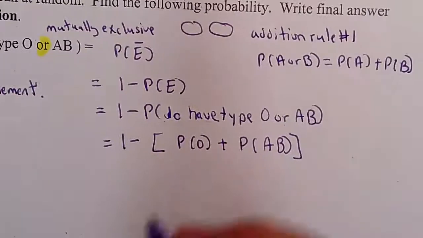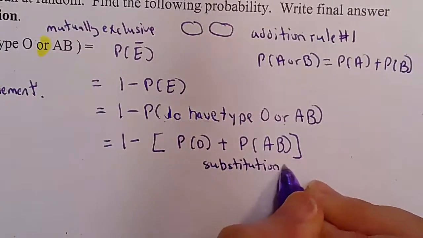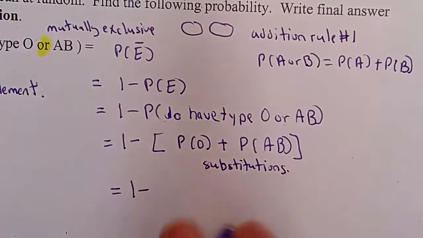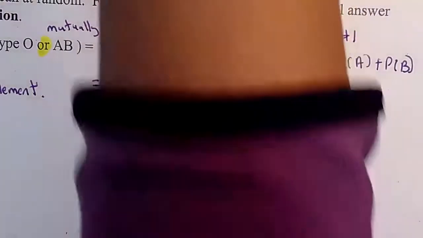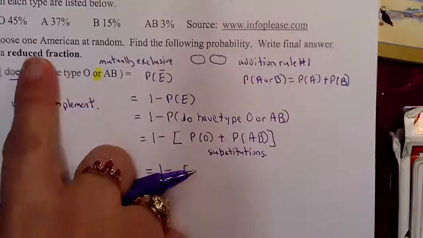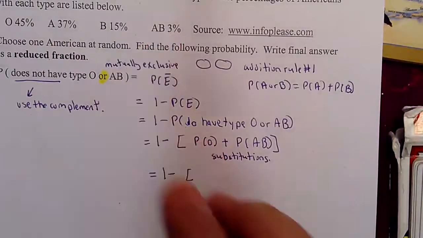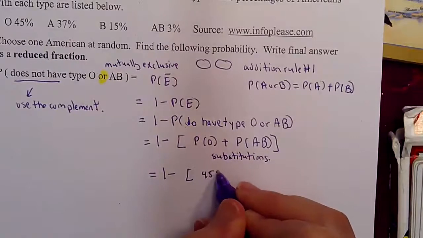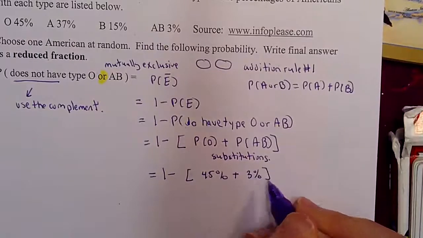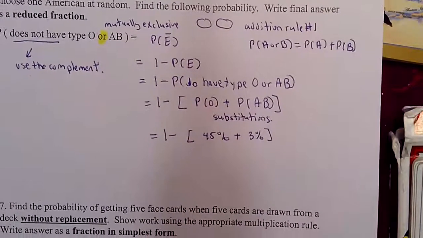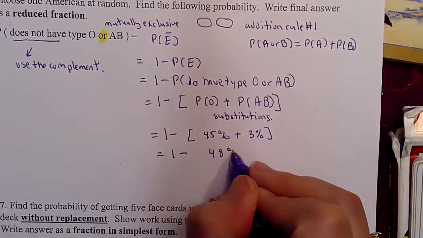Okay, now you do your substitutions. So probability of O is this over here, 45%. See, O is 45%, and then AB is 3%. Okay, so we have 45% plus 3%. So we have 1 minus 48%.